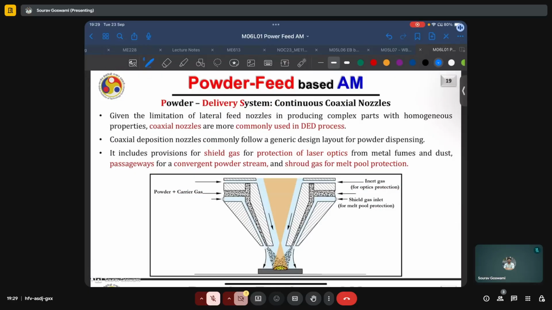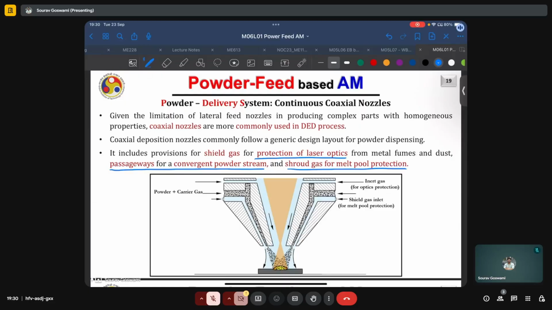In the design of continuous coaxial nozzles, we can have several ports for entry of the shield gas, and each of these will serve different purposes. The shield gas is purged to protect the laser optics from metal fumes and dust. It also serves as a passageway for the convergent powder stream and acts as the shroud gas for protecting the melt pool from atmospheric gases such as oxygen.